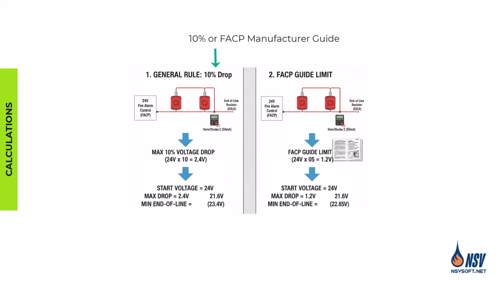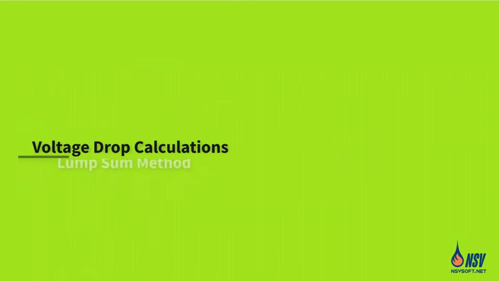These voltage drop calculations must be included in the submittal plans and specifications. The suggested maximum allowable voltage drop on a fire alarm circuit is 10%, or the voltage drop included in the fire alarm control panel installation guide, whichever is less.